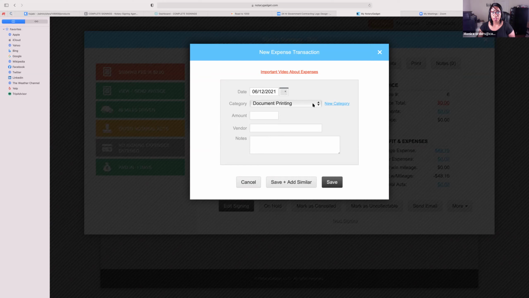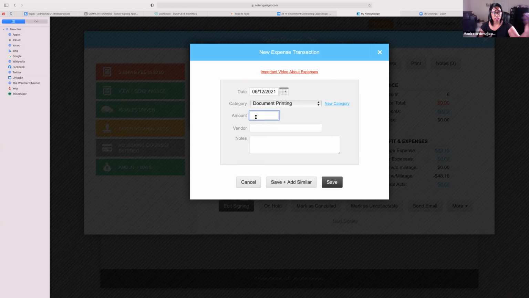So for document printing, you're going to have to come up with a formula. I recommend that you look at what a ream of paper costs per sheet, and you look at what a toner cartridge costs, and you divide it. And we'll put that on the spreadsheet to make it a little bit easier. But for now, we're just going to give it a penny a sheet, and we're going to say that there's probably going to be about 150 sheets associated with the signing, on average. So it could be more, could be less, but let's use 150.